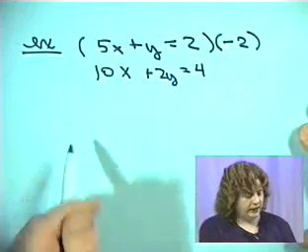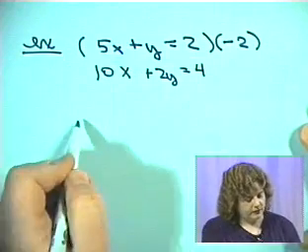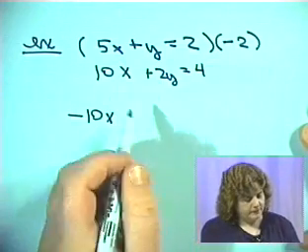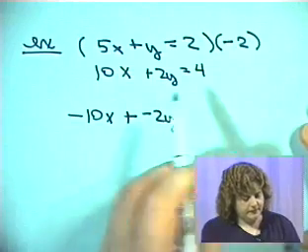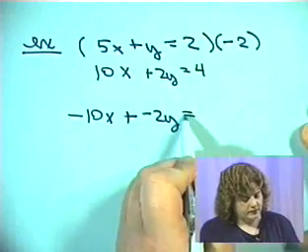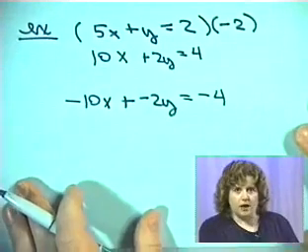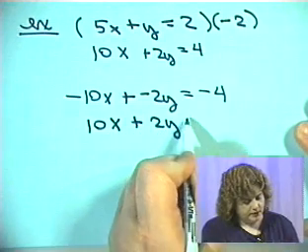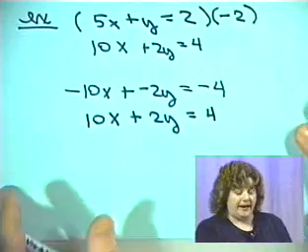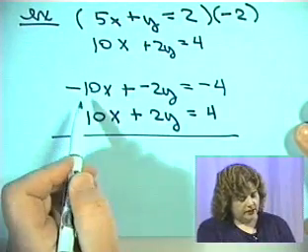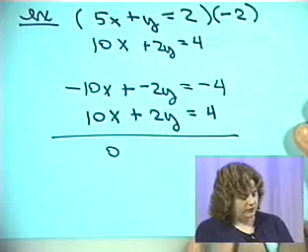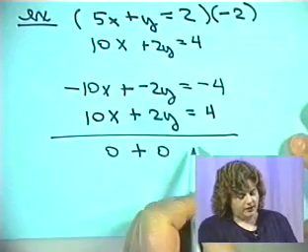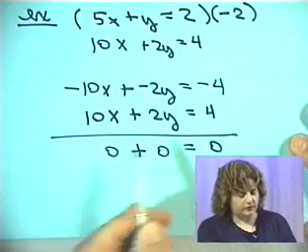And again, I'll just rewrite them. Negative 2 times 5x gives us negative 10x. Negative 2 times y, we'll have plus a negative 2y. And negative 2 times 2 is negative 4. We'll copy over the second equation, 10x plus 2y equals 4. And we're ready to add them. Negative 10 plus 10, 0x, so we can just write the 0. Negative 2y plus 2y gets us 0, and negative 4 plus 4 also gets us 0.